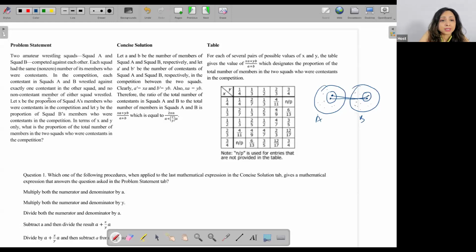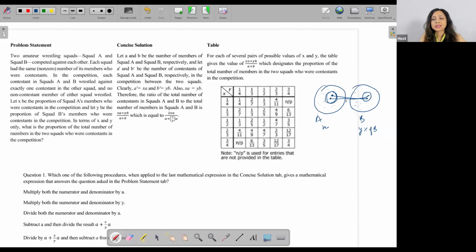Fine. Okay, now let X be the proportion of squad A's members who were contestants in the competition. So we're saying that X% of this A were in this circle who were contesting. And let Y be the proportion of squad B's members who were contesting in the competition. So I would say that Y% of B, right? They're giving it in terms of fractions. So that's fine anyway. Y could be like a 1/4 or a 1/10 or something like that. And similarly for X also, it doesn't matter. In terms of X and Y only, what is the proportion of the total number of members in the 2 squads who were contestants in the competition?